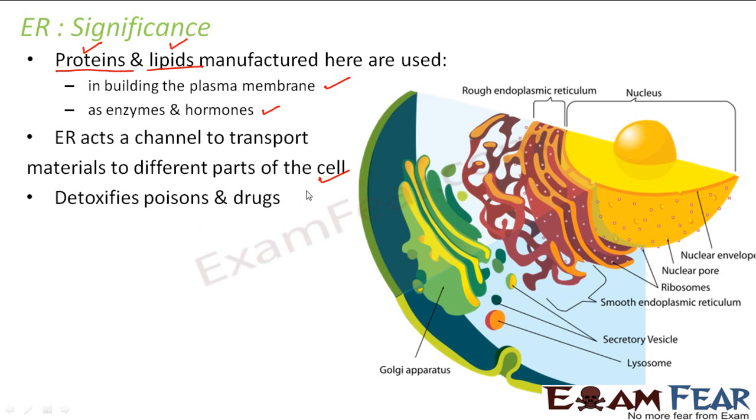Endoplasmic reticulum also detoxifies poisons and drugs. If some poison or harmful material enters the cell, the endoplasmic reticulum has the capability to detoxify it, to compensate its harmful effects. Right? So we have covered what is endoplasmic reticulum. It is a network of membrane bound tubular structures. What are the two types of endoplasmic reticulum? Rough and smooth. Why is it called rough endoplasmic reticulum and why is it called smooth endoplasmic reticulum? What is the significance of endoplasmic reticulum as a whole?